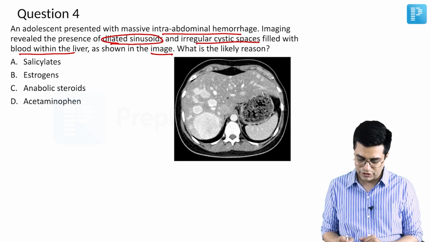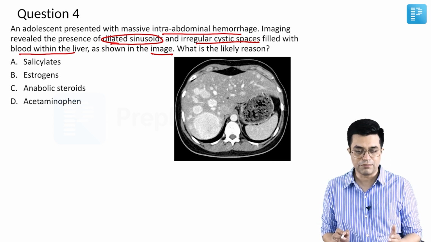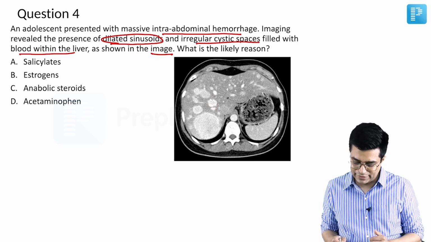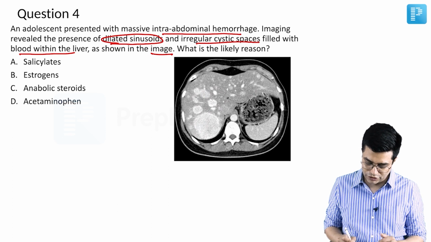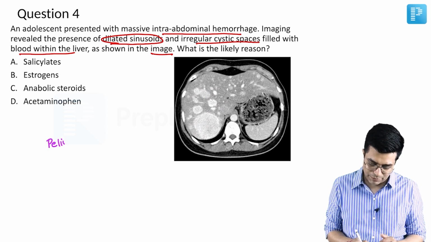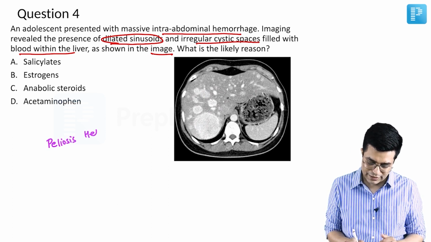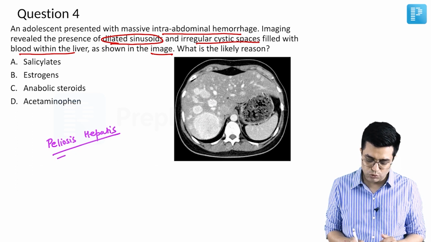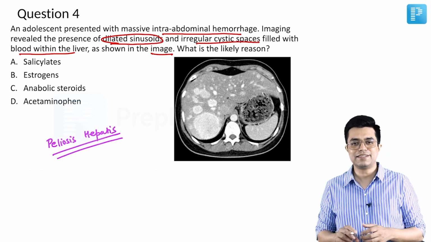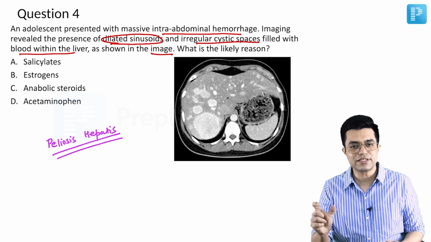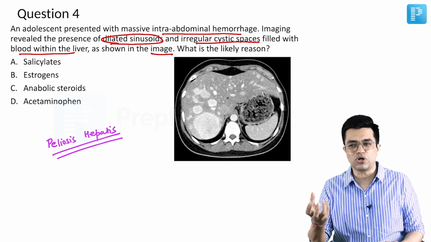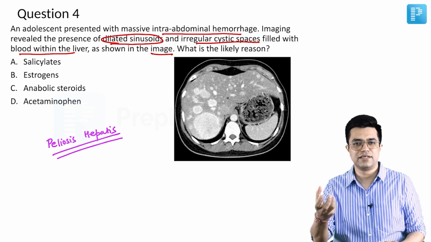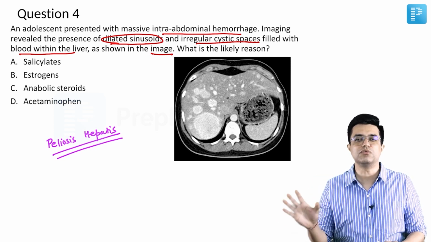As you can see in this picture, the adolescent child had presented with intra-abdominal hemorrhage and there are multiple dilated cystic lesions which are filled with blood in the liver. So these massive lesions are nothing but a condition called Peliosis Hepatis. What is Peliosis Hepatis? Peliosis Hepatis is a poorly understood condition in which there is cystic dilatation of the sinusoids and blood-filled cysts, or you can say blood-filled lakes, form in the liver parenchyma all throughout.